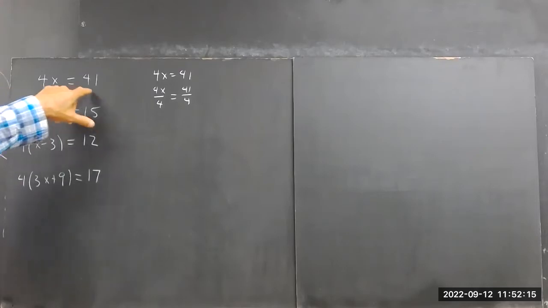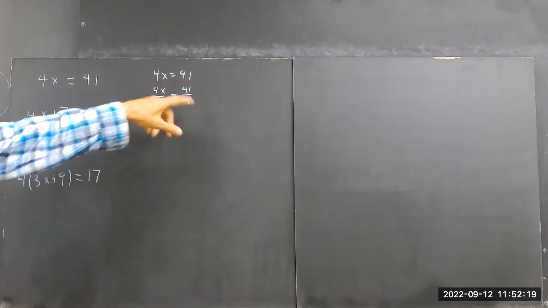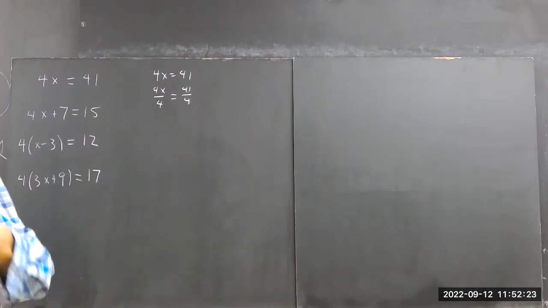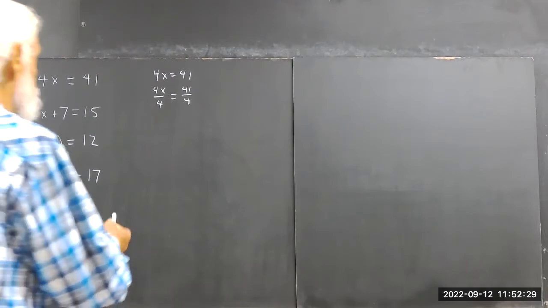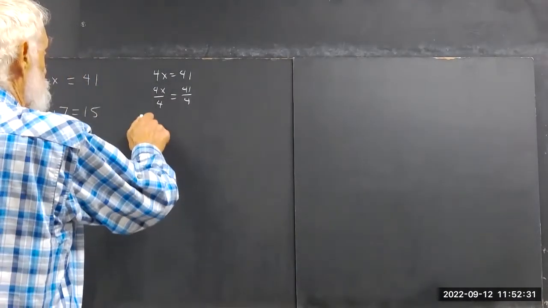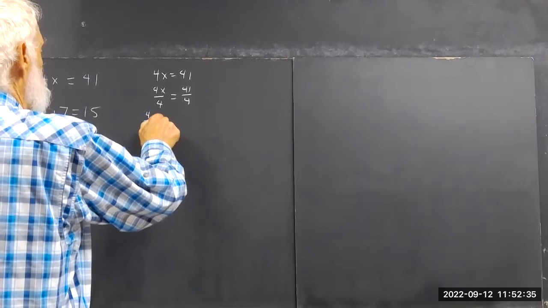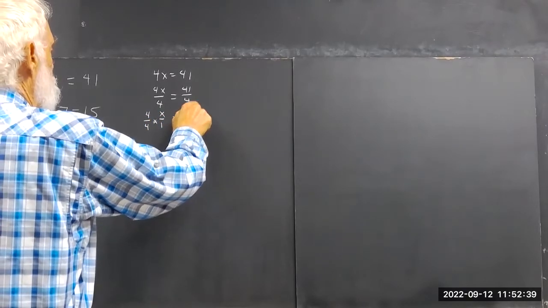So we got 4x equals 41. Simple equation, 4x equals 41. We divide both sides by 4. You know that 4 is going to go away, but I want to be sure you understand why it goes away. So I recommend that you understand what I'm telling you, which is that 4x over 4 is the same as 4 over 4 times x over 1.